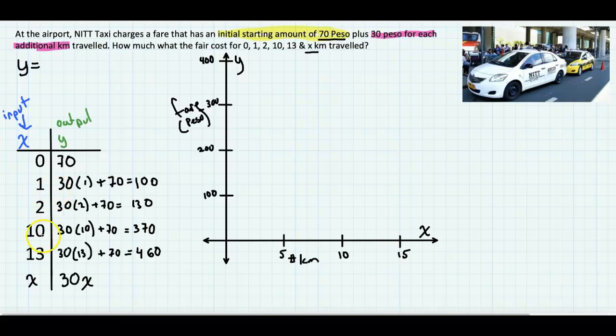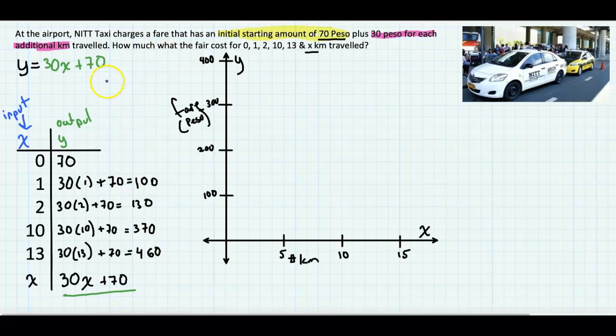X just represents the number of kilometers, plus 70. So this is our function right here. This is the linear equation that represents the scenario. So the fare is equal to $30 for each kilometer, which we called X, plus the starting amount of 70.